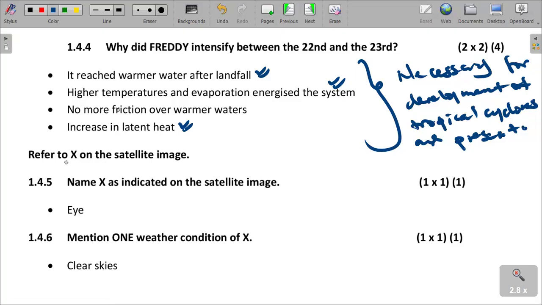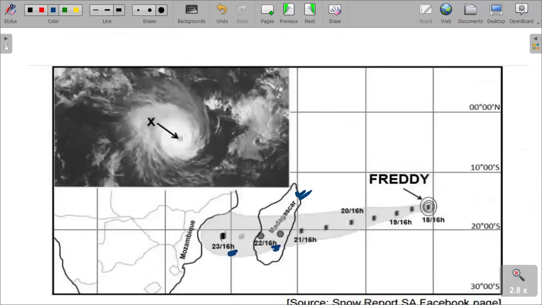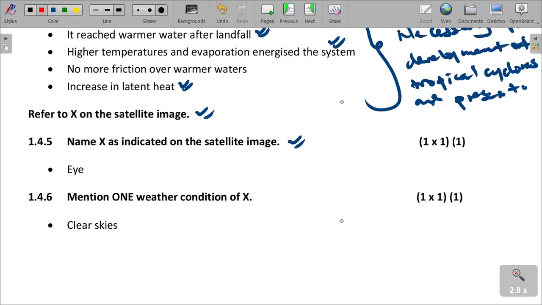Refer to X on the satellite image, and name X as indicated on the satellite image. I've already mentioned that X identifies the eye of the tropical cyclone. And then mention one weather condition at X. We say we have clear skies. The skies are clear there.